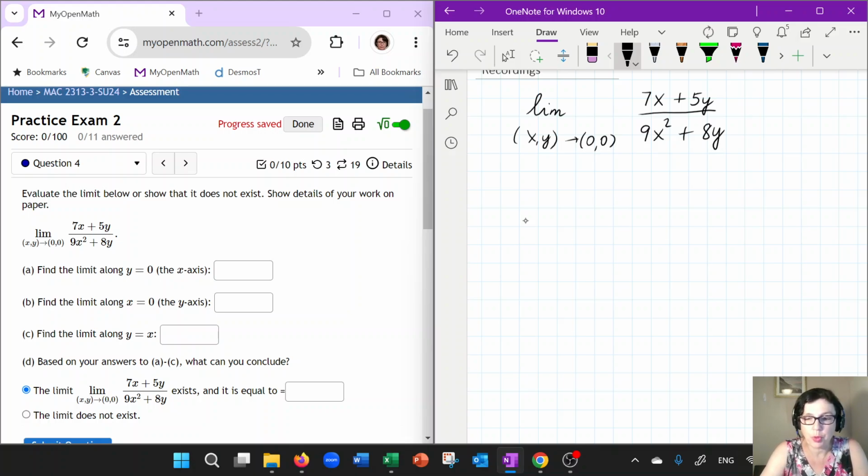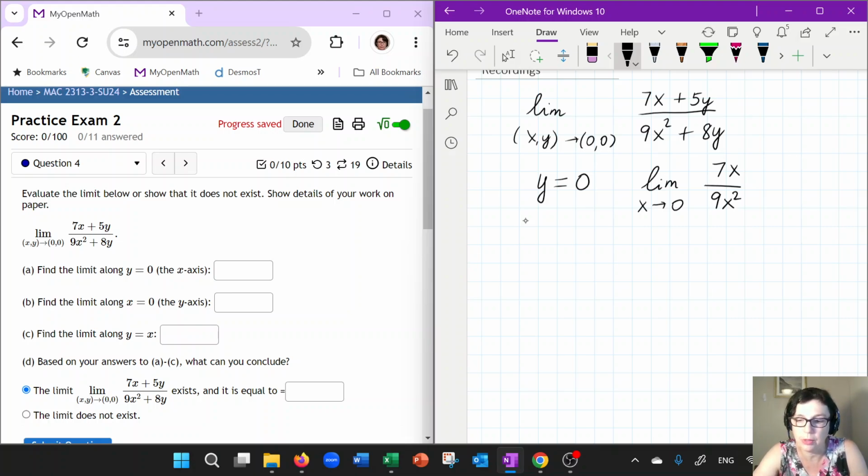So we can approach the origin 0, 0 along different paths. There is an x-axis path, where y equals 0. Let's see what would happen if y was 0 and x approached 0. Here, when y equals 0, the y term on the top cancels, and you will just get 7x divided by 9x squared. If you were to just plug in 0 at this point, you would get 0 divided by 0.